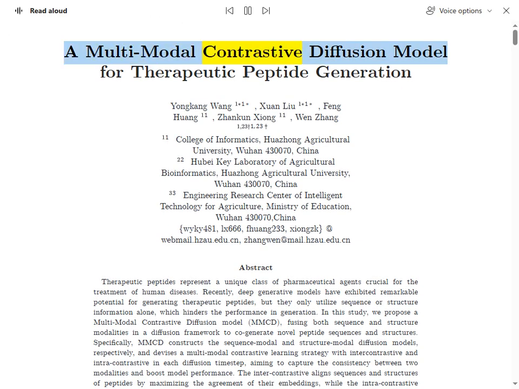A multimodal contrastive diffusion model for therapeutic peptide generation. Abstract. Therapeutic peptides represent a unique class of pharmaceutical agents crucial for the treatment of human diseases. Recently, deep generative models have exhibited remarkable potential for generating therapeutic peptides, but they only utilize sequence or structure information alone, which hinders the performance in generation.